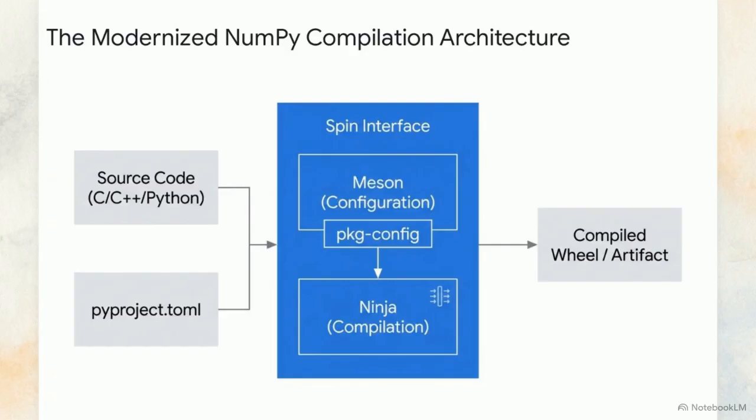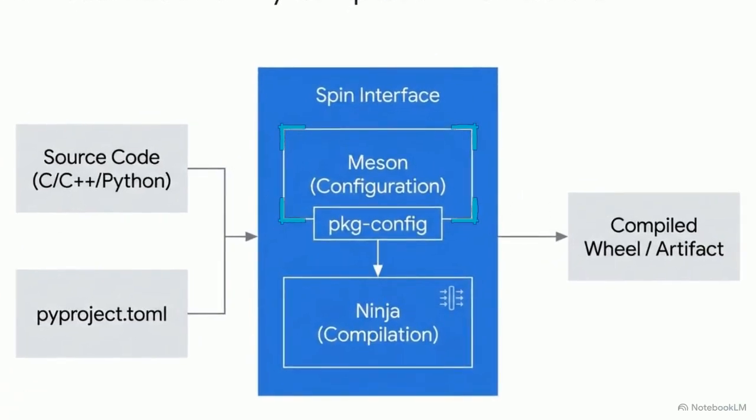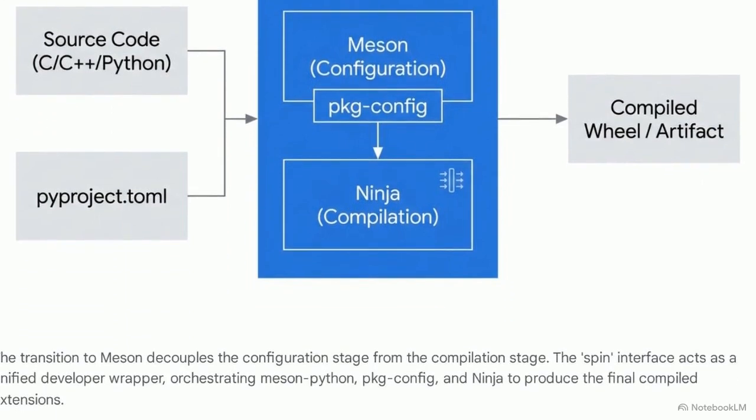This diagram outlines the modernized compilation architecture. In the upper configuration block, Meson acts as the primary engine, parsing files and resolving dependencies. Moving to the lower block, Ninja serves as the backend, parallelizing tasks across maximum CPU cores to slash build times.